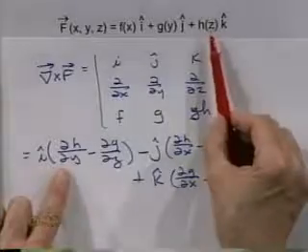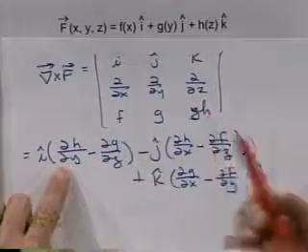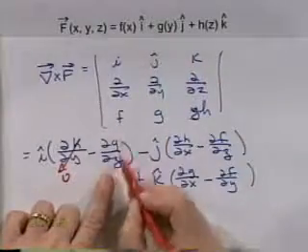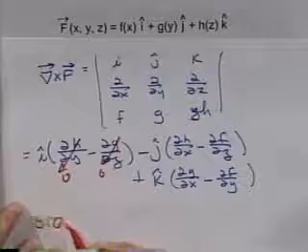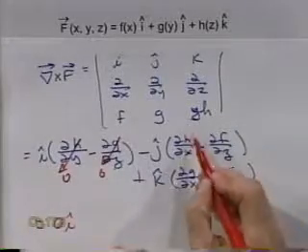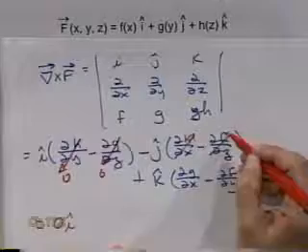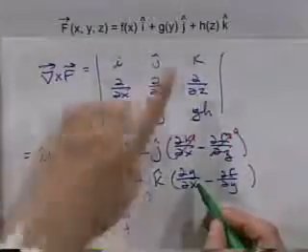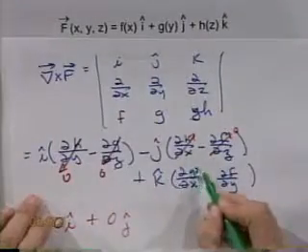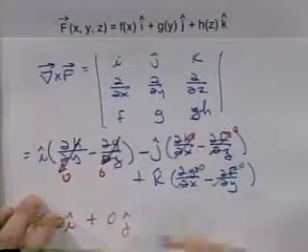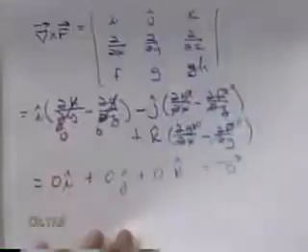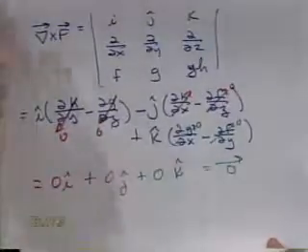But h is a function of z, so the partial of h with respect to y is 0. G is a function of y, so partial of g with respect to z is 0. So that gives me 0i. H is just a function of z, so this is 0. F is a function of x, so this is 0. G is a function of y, so partial with respect to x is 0. And f is a function of x, so this is 0. And so therefore we get the 0 function. Since the curl is the 0 vector, the vector field F is called irrotational.